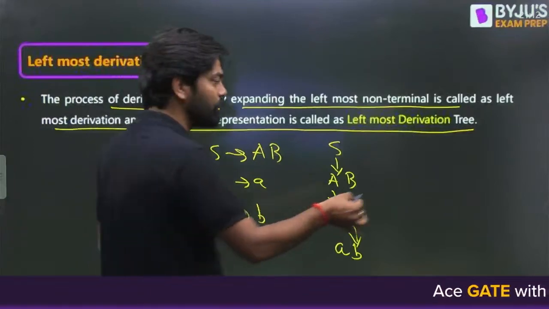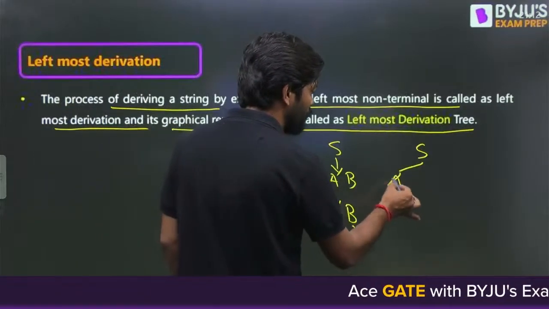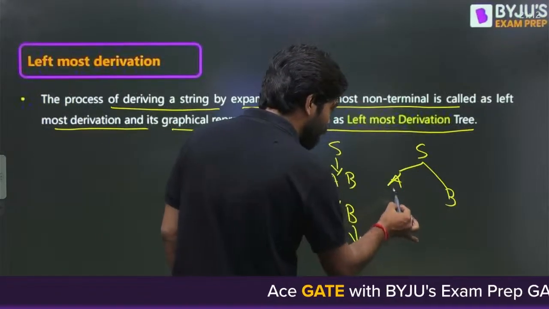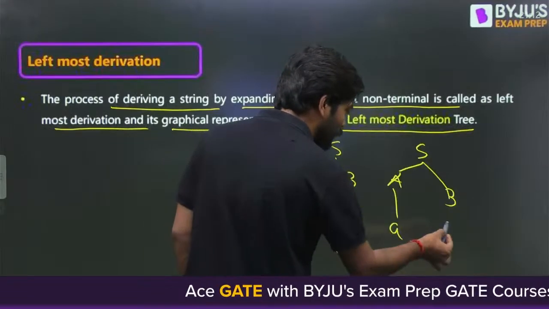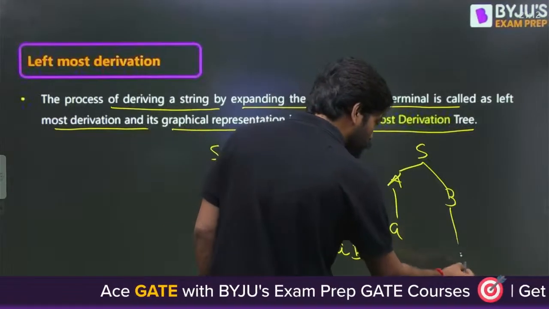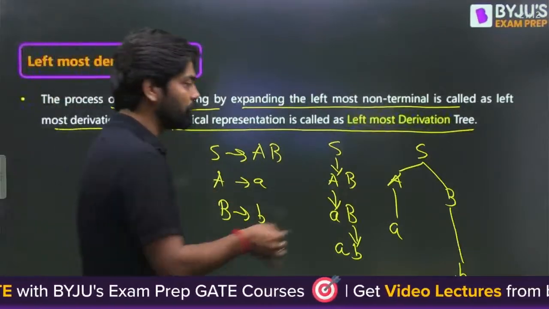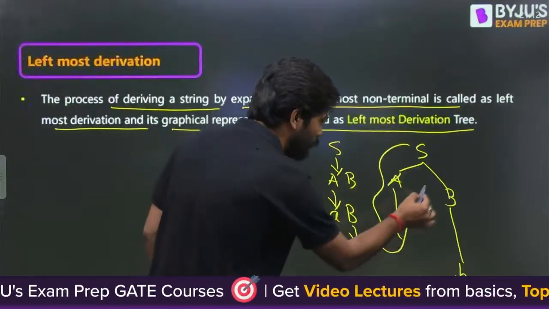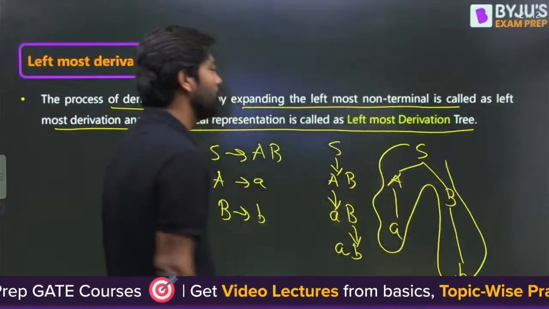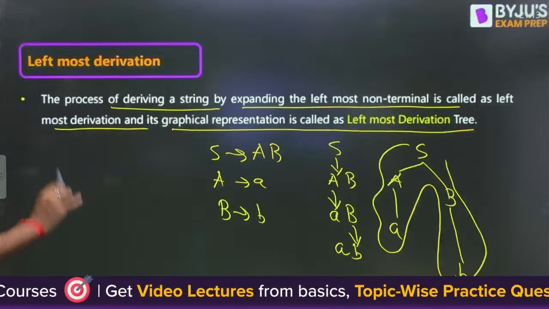What is the leftmost derivation tree? It is nothing but S goes to AB. Then first I will expand A, so A goes to a. Then you can write B goes to b. So it is nothing but leftmost derivation. Leftmost first. If you traverse, A, then we have B, so ab. Is that clear? I think leftmost derivation is clear.